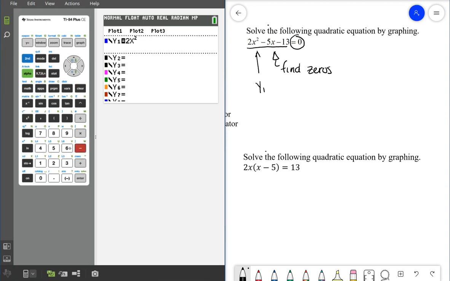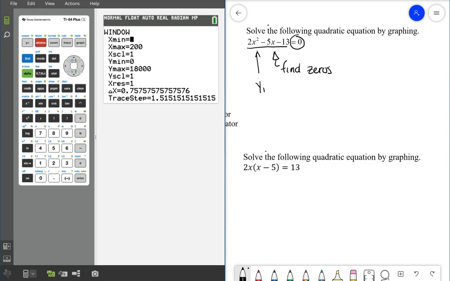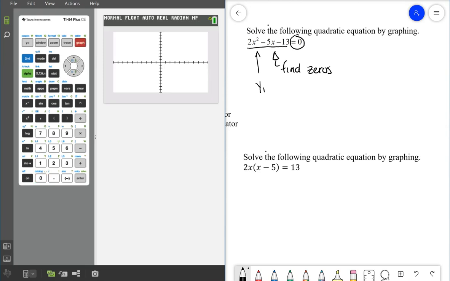So we have 2x squared minus 5x minus 13. Depending on what your window is, you may want to adjust it. I tend to start with just the standard window of -10 to +10, and then if I need to adjust from there, I do. I'm going to hit graph. Here's what we have. When I'm finding the zeros, I'm looking for these two points: this x-intercept, and that x-intercept.